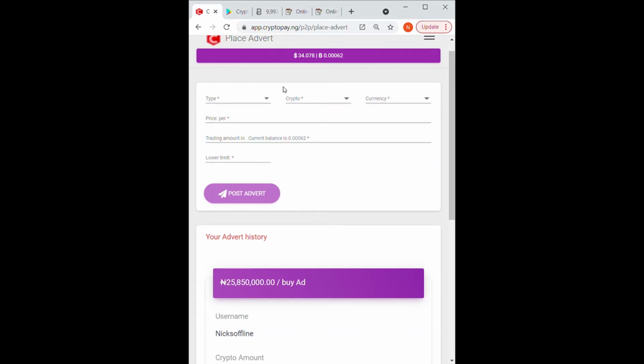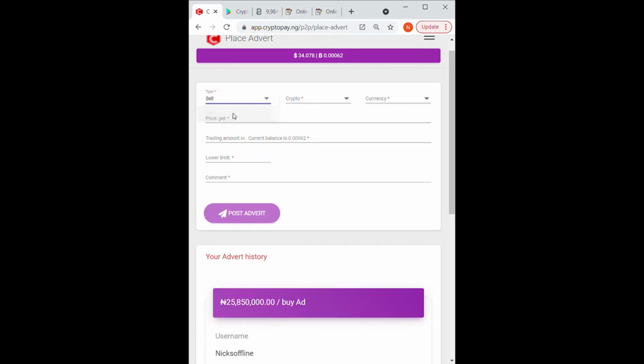So please keep in mind, before you do that, you have to have money in your account, or else it's not going to work. So for this, the type is going to be sell, which means you want to sell bitcoins. You have bitcoin and you want to sell bitcoins out to people on the website. You select the type of crypto, your currency. This is where you set your rates. We'll still be using the same rates.